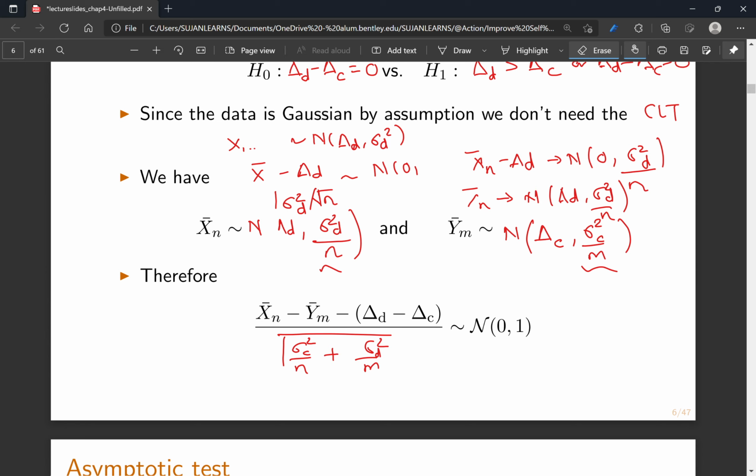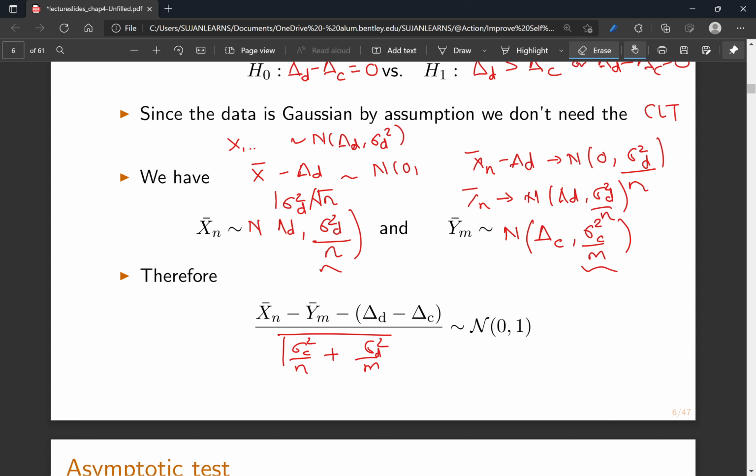an expression that was near normal, that is (X̄n − Ȳm − (Δd − Δc)) divided by the square root of (σ²c / n + σ²d / m). The problem with this expression was that we didn't know what the true σc and σd were. For that we need a substitute for those values.